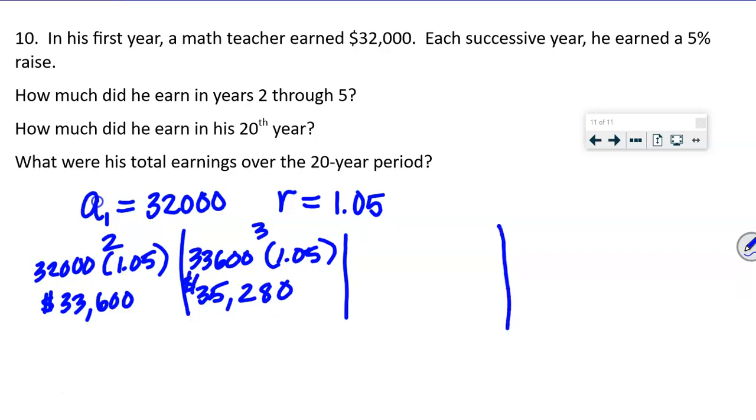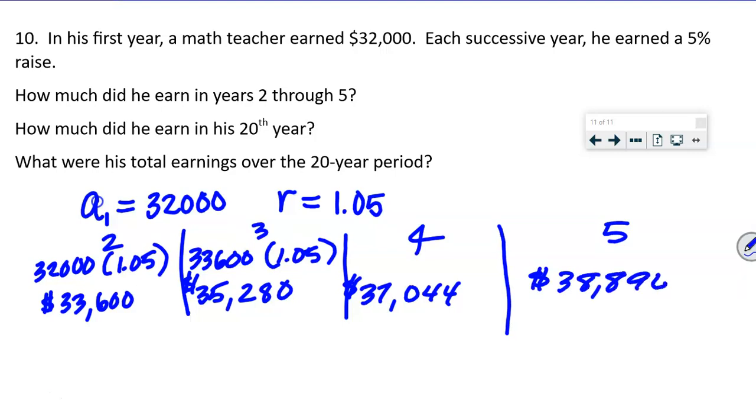And then we're going to do that for years 4 and 5. Okay, so when we do that, we're going to get 37,044 here. And for our 5th year, we're going to get 38,896.20. The next part of this problem says how much did he earn in his 20th year, okay?